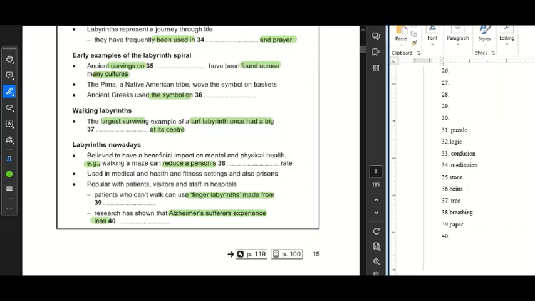This is the end of part 4. You now have 1 minute to check your answers to part 4.